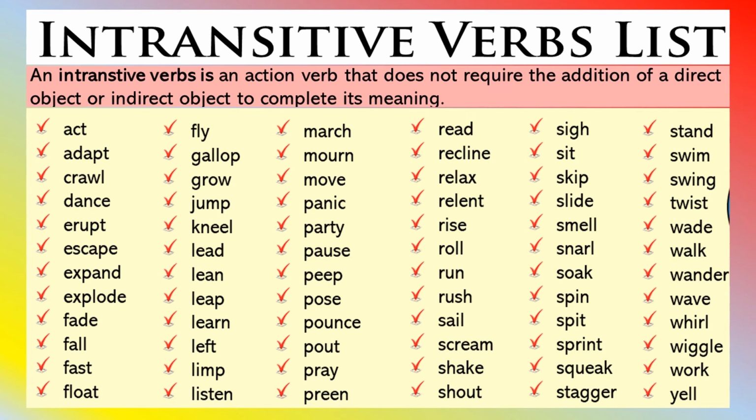Sometimes there are verbs which act differently in different sentences. For example, the word smell can act as a noun, it can act as an intransitive verb, and it can even act as a transitive verb. Let's see how. If we say, the smell of this rose is very sweet, the word smell is a noun here.